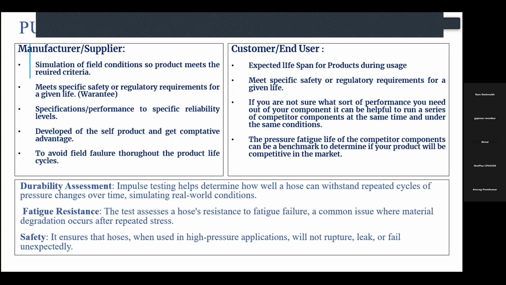So this is the main topic what today's discussion is all about, or presentation is all about.